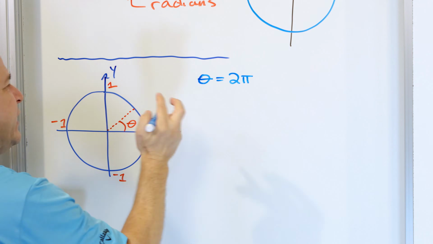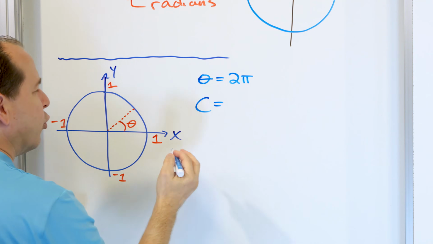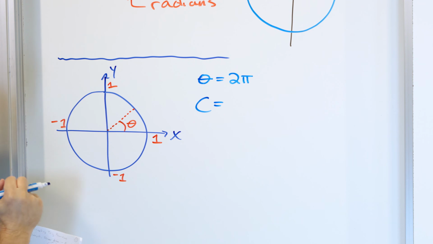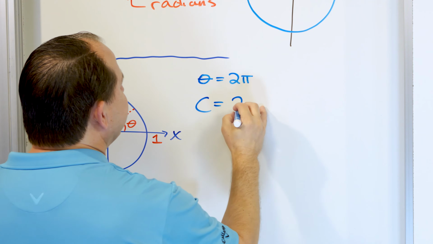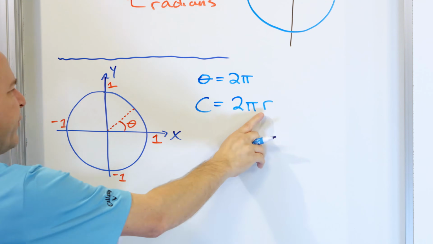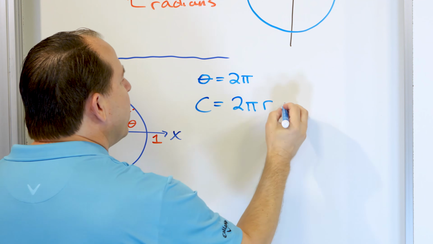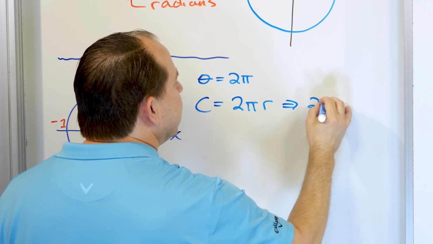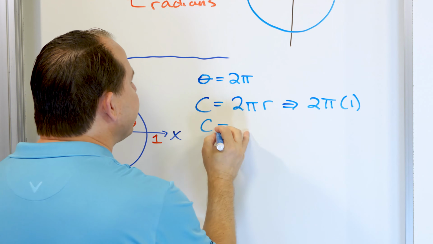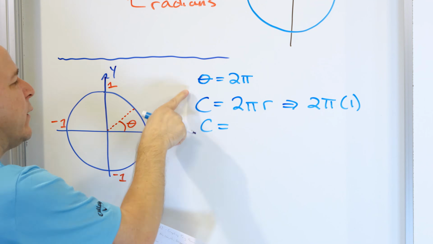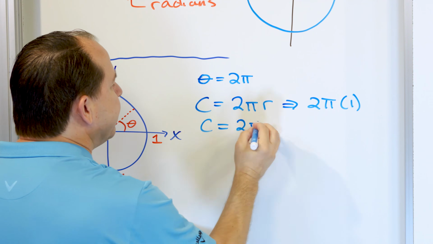Because this is a circle, we know how to calculate the circumference. What is the circumference of a circle all the way around? Well, the circumference of a circle is 2 pi r. But we already know the radius of the circle is just 1. So it's just 2 pi times a radius of 1. So the circumference, when we travel all the way around the circle, is just 2 pi, right?